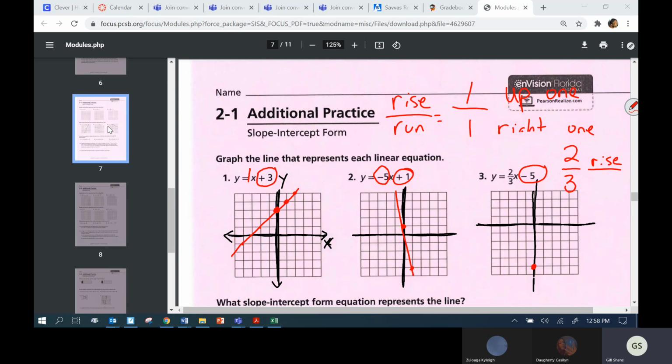Now in this case, my rise and my run number is already a fraction. So I don't need to do that whole over 1 thing. I already have a rise number and a run number. They are both positive. So again, positive rise means I go up 2. Positive run means I go right 3. So right 3, 1, 2, 3, up 2, 1, 2. That will be my second point. And then just draw your line through the 2 points.